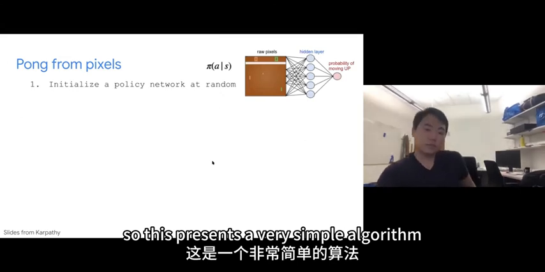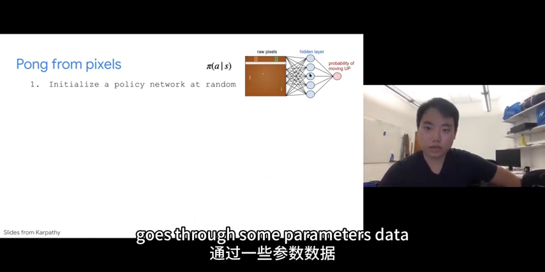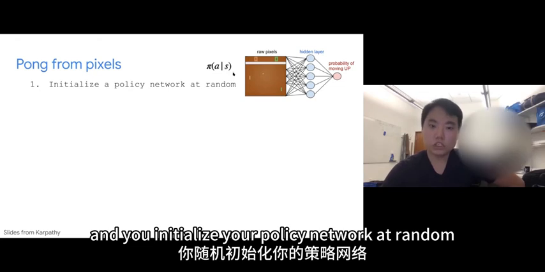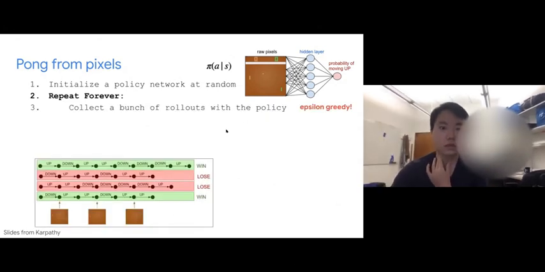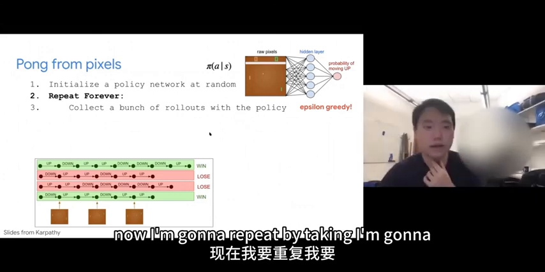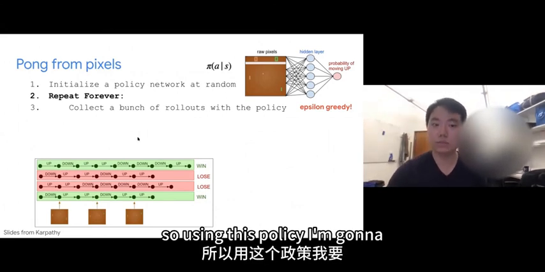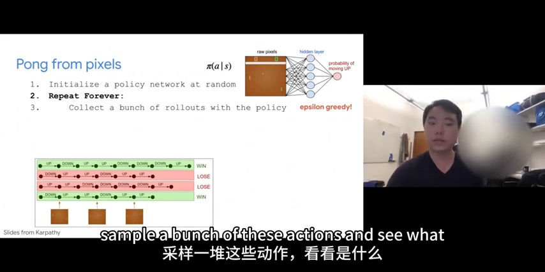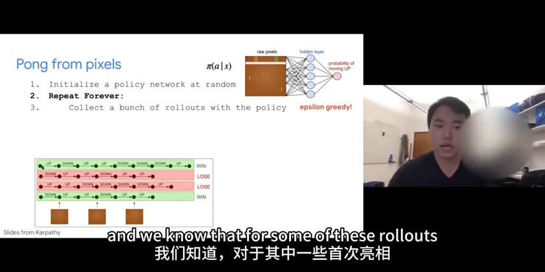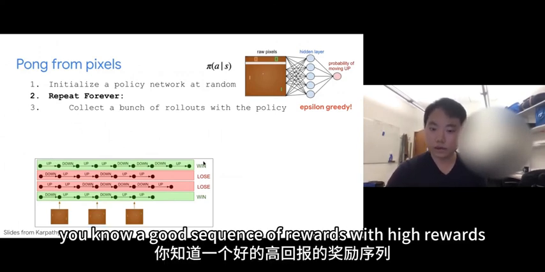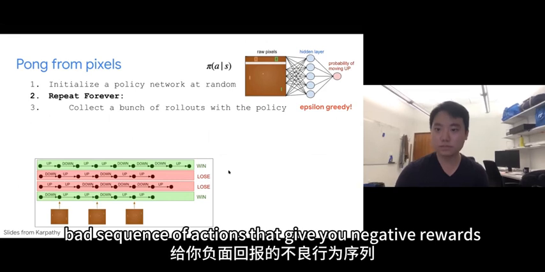So this presents a very simple algorithm, right? You're defining a policy pi that takes in states, goes through some parameters theta, and outputs your actions. You initialize your policy network at random, so initially the parameters of your model are random. Now I'm going to repeat by taking a bunch of rollouts with respect to this policy. Using this policy, I'm going to sample a bunch of actions and see what states I end up in and what rewards I eventually obtain. For some of these rollouts, you're going to get a good sequence of actions with high rewards, and for some, you're going to get a bad sequence of actions that give you negative rewards.